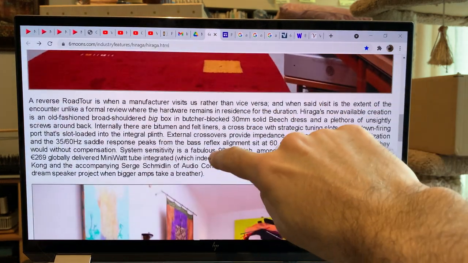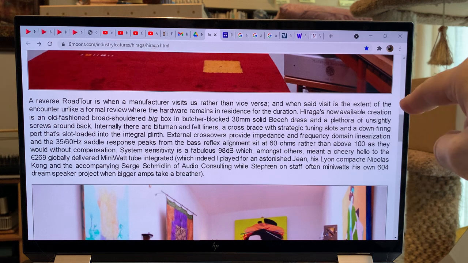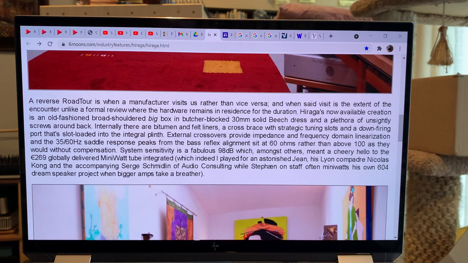So there's the reference here at the Six Moons website that basically the cabinet is built of 30 millimeter thick beech butcher block, and inside it uses bitumen and felt liners, so there's quite a bit of heavy damping and light damping as well, and the cross brace, so there's that typical bracing inside that I mentioned in my last episode, plus that bitumen lining, that's something new.